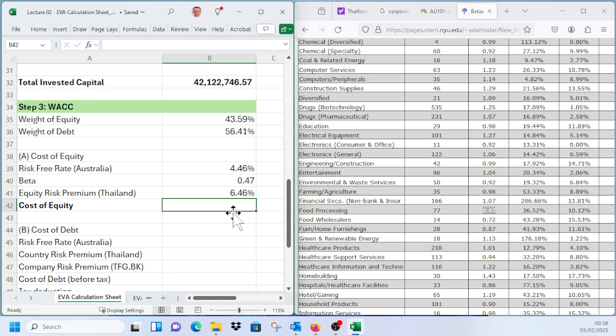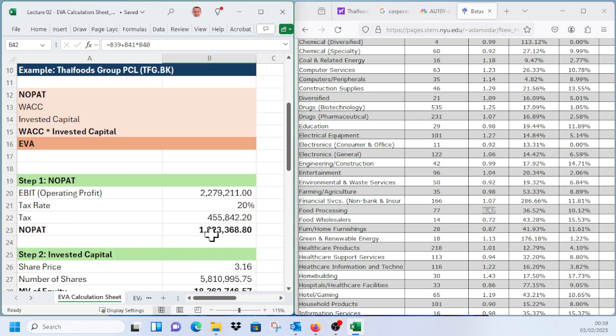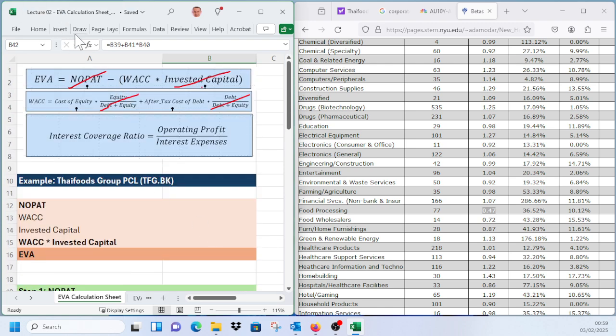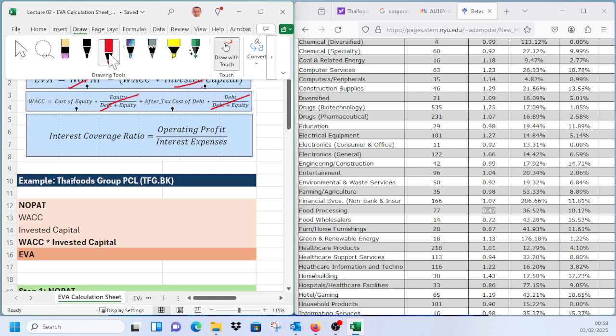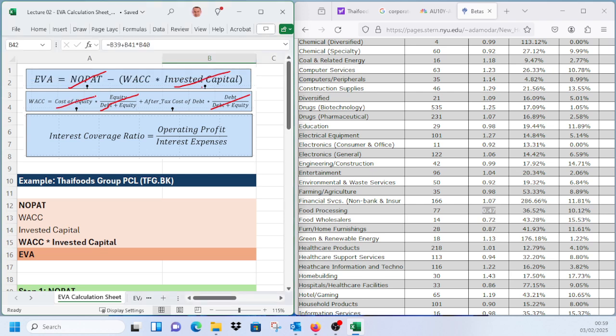So the cost of equity is basically the risk-free rate plus the equity risk premium multiplied with the beta here. So that gives us a cost of equity for Thai Foods Group at 7.49%. Good. Now we have the cost of equity, and again we can cut something out here. Cost of equity is already done.